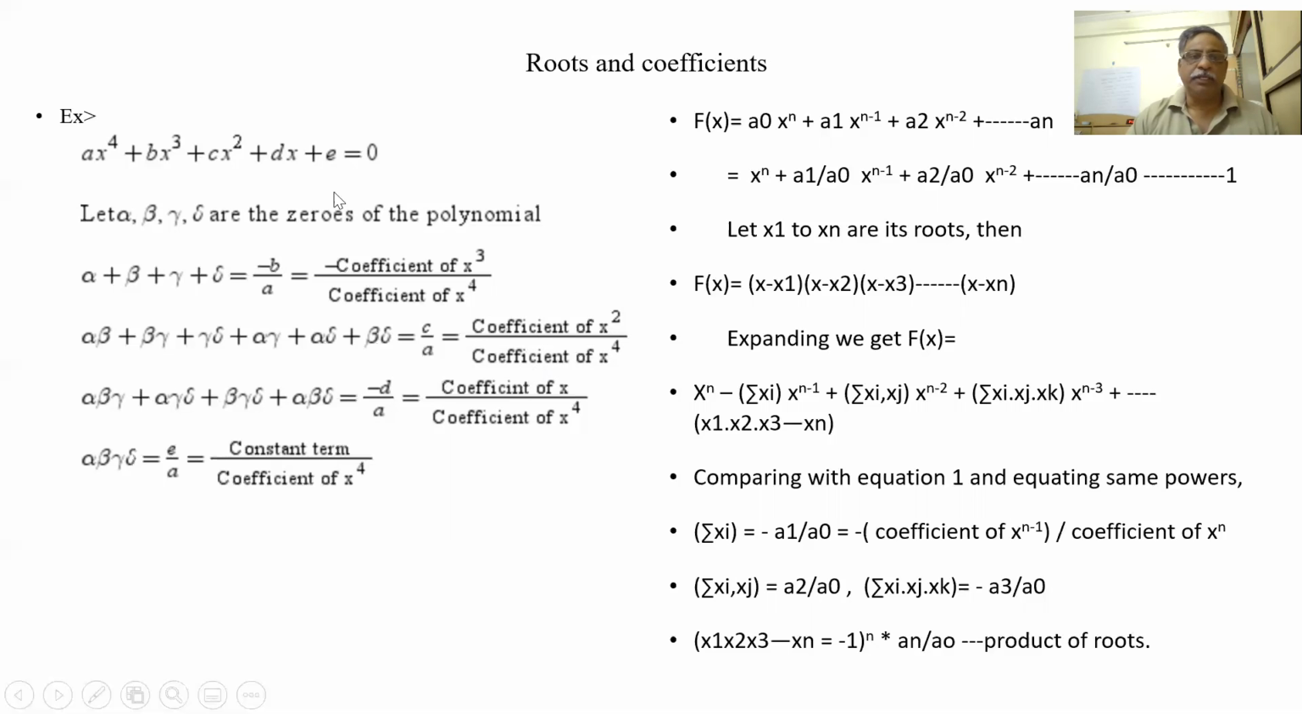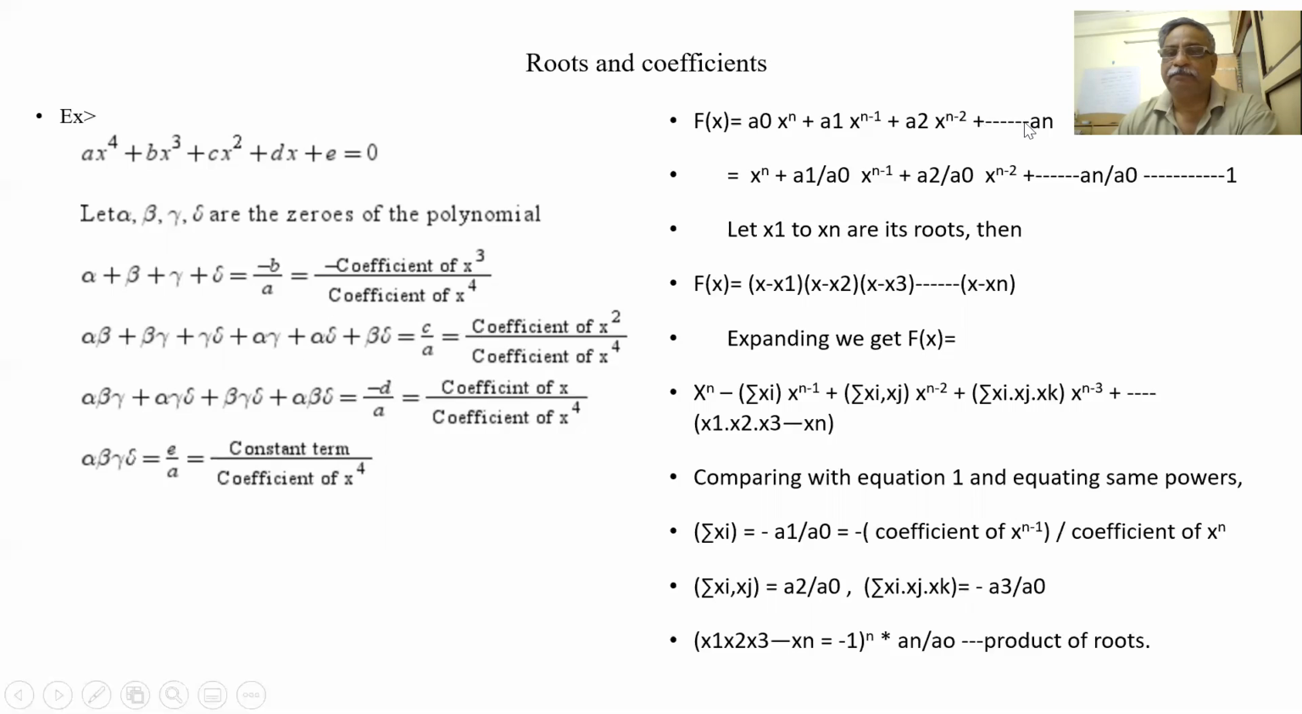Similarly, 3 products taken together: alpha beta gamma, 4C3. 4C3 is 4C1, so 4 terms will come into the system. These are the 3 combinations out of 4 roots. That is minus d by a. So what you get: minus b by a, plus c by a, minus d by a, and plus e by a. So if you see in the general term, let us understand the same thing for general terms.